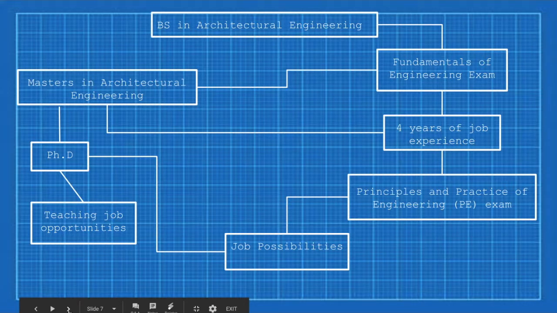And from there, you can either go and get your Master's in Architectural Engineering, or you can get 4 years of job experience and then take your PE exam. Or after you get your master's, you can go on and get your PhD, and you can either go get a job after that, or you can get a job actually teaching other people how to become an architectural engineer. And with both the master's and the PhD, you're going to work under someone else who has already completed their FE and PE, and this counts towards your 4 years of job experience.